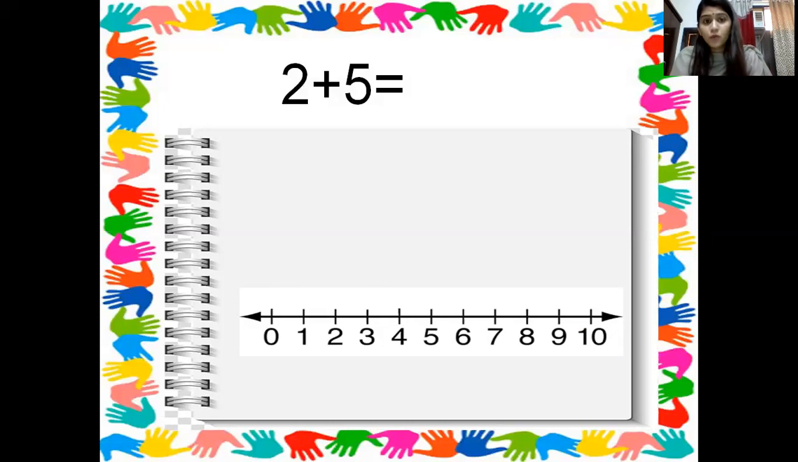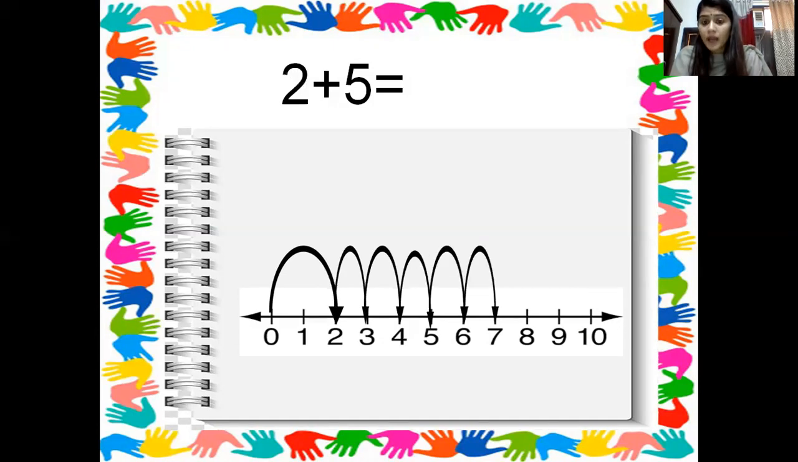Question number 4 is 2 plus 5 is equal to dash. Now the number line is also given here. The first number is 2. We will start from 0 and we will jump to 2. The other number is 5. Now we will take 5 steps forward. 1, 2, 3, 4, 5. We are at 7. So the answer is 7. We will circle the answer and write it here. We can check our answer using our fingers also. 2 plus 5. The answer is 7 only. So it means we are correct.